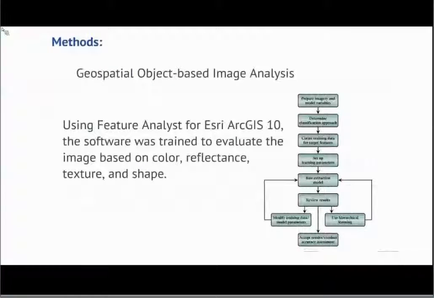So the methods were pretty straightforward in the sense that we used Feature Analyst for Esri's ArcGIS 10. This is where I'm leaving out many details, but really this was the software used to prepare the imagery. We determined our classification approach, created training data for target features, which were tree canopy. Then we set up what we call learning parameters, and we ran this model on all of this imagery. Now our learning parameters focus on color, reflectance, texture, and shape.